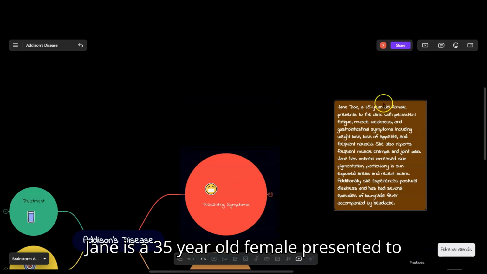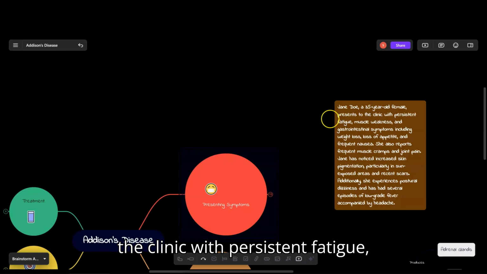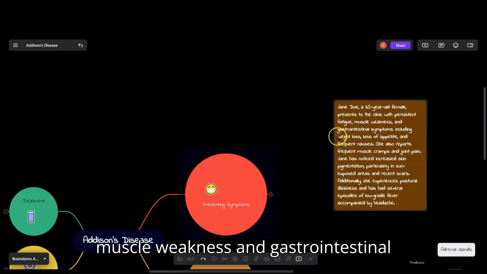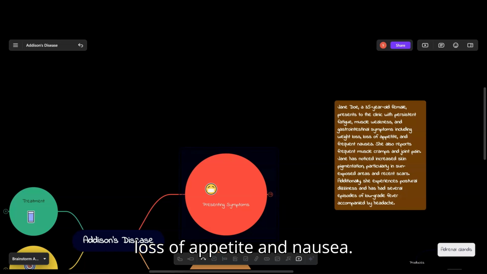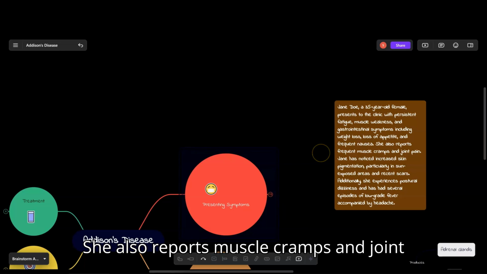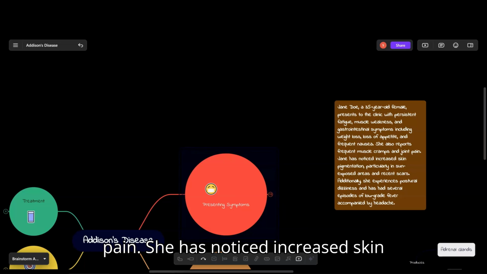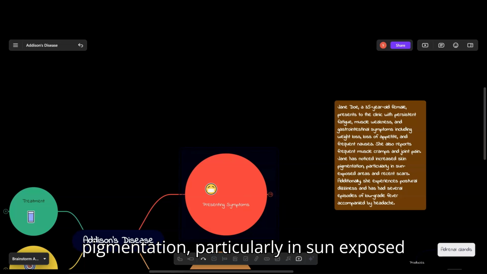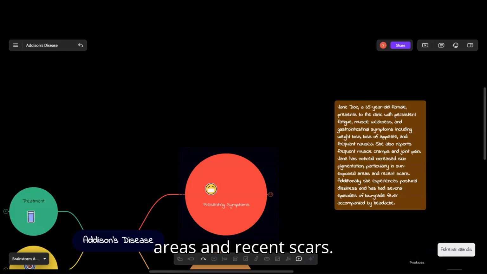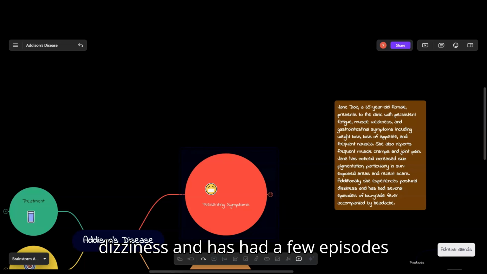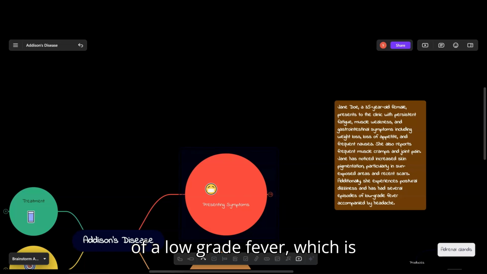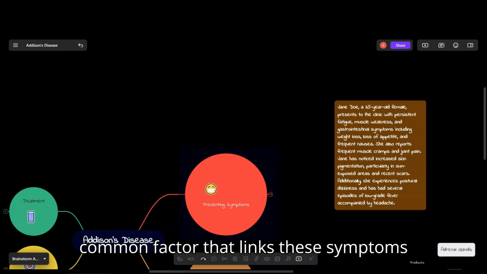Jane is a 35-year-old female who presented to the clinic with persistent fatigue, muscle weakness, and gastrointestinal symptoms, including loss of weight, loss of appetite, and nausea. She also reports muscle cramps and joint pain. She has noticed increased skin pigmentation, particularly in sun-exposed areas and recent scars. Additionally, she experienced postural dizziness and has had a few episodes of a low-grade fever, which is accompanied by a headache. So let's try and think of a common factor that links these symptoms together.